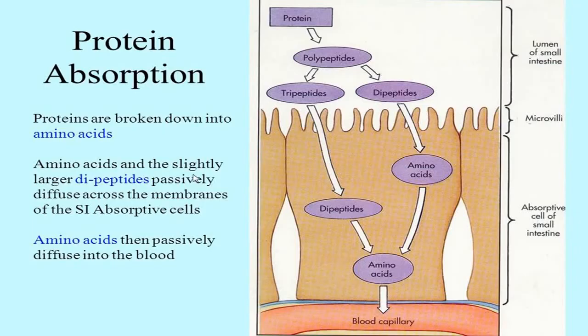This is another figure that shows the absorption of proteins. You can see that proteins are converted into polypeptides, then into tripeptides and dipeptides. Tripeptides are those molecules which have 3 amino acids, dipeptides which have 2 amino acids. Then they are converted into their final product, amino acids, which are transported through the blood to all parts of the body.